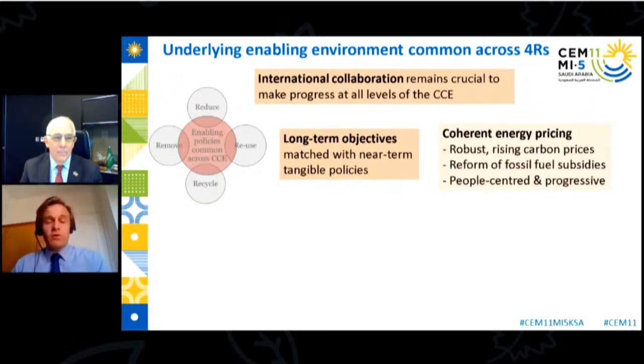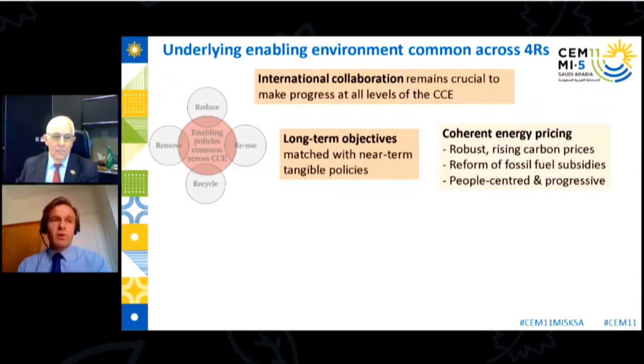Secondly, the importance of setting long-term objectives within a country to make sure that the direction of travel and the overall strategy is clear for ministries and policymakers across government. This is very important, but it really needs to be matched with near-term tangible policies that actually impact the behavioral and investment decisions that are happening right here and now. The 2050 target by itself is not much help if it's not also acting in the near term. And this intertemporal aspect is a very important element of CCE. We need to reduce emissions now, but we need the policies that are also bringing forward the technologies we need, particularly for the remove and reuse elements.